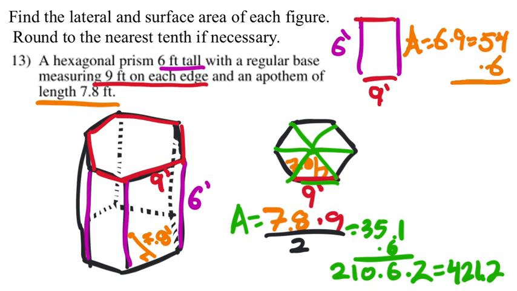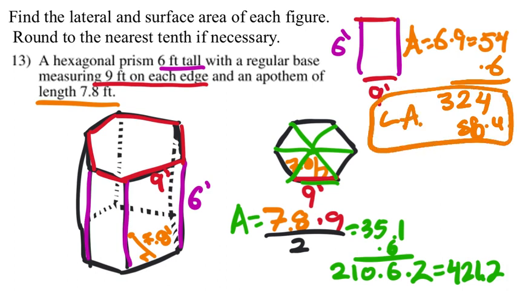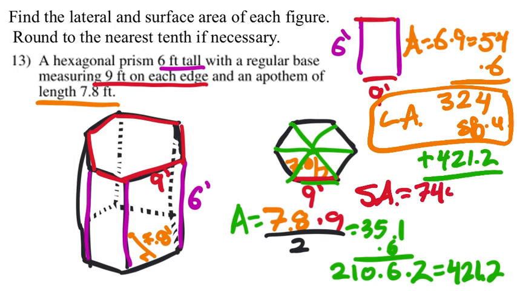That will give us the lateral surface area, by the way, which is 324 square units. So that's our lateral area. And that would be one of the answers for the assignment. But we need to add the 421.2 square units to figure out the total surface area. So the final total surface area, 324 plus 421.2, and I get 745.2.